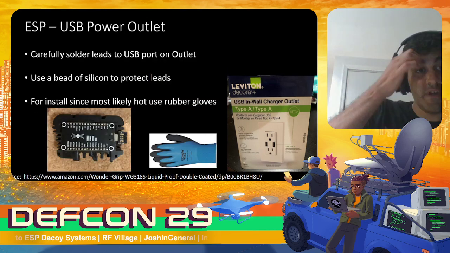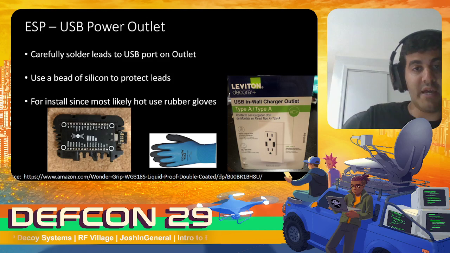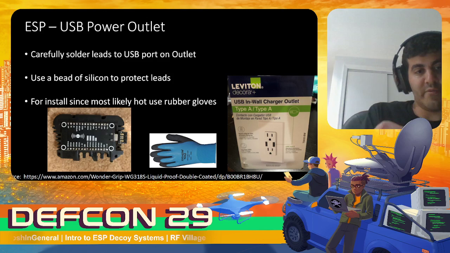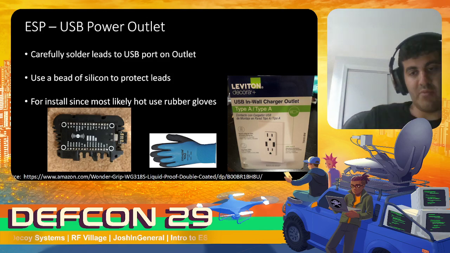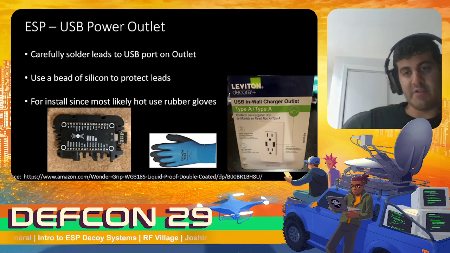We carefully unsoldered the leads on the USB outlet and the leads on the Arduino, and then we connected those leads from the micro mini adapter that you see here in the bottom image on the left to the USB ports in the actual outlet itself. We then used a bead of silicone to protect the leads from touching any of the metal inside, and we also used rubber gloves since we would be changing the outlet while it was hot, in order to protect ourselves from getting shocked.